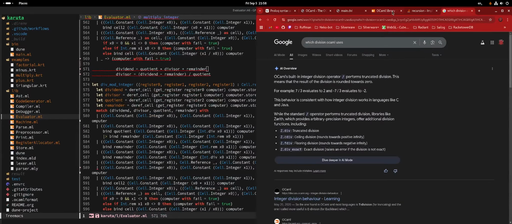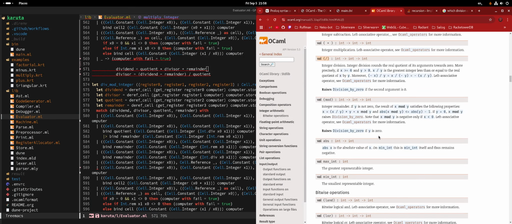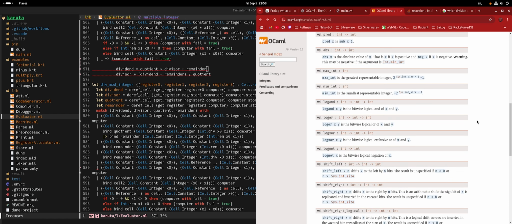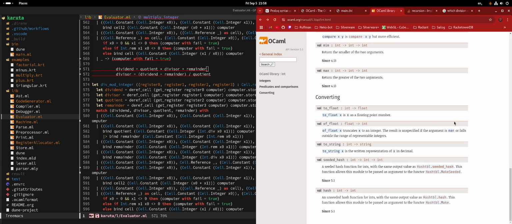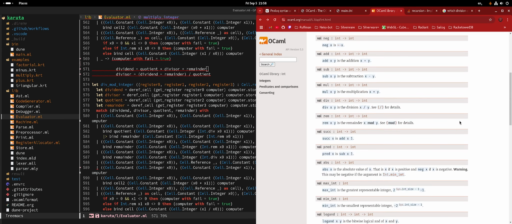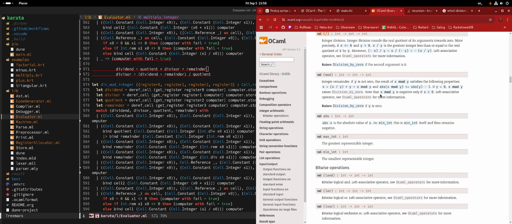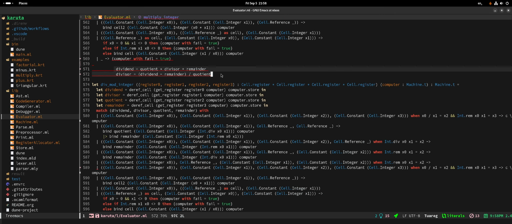Wait, is that real? Yeah, it's the same thing. It's literally the same, and it's truncating. Okay, then that's a problem. We need to know which division this is. We know which division it is, it's truncating. No, yeah, but does that mess this up?